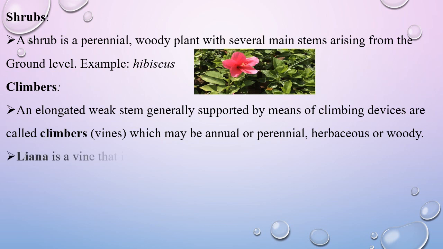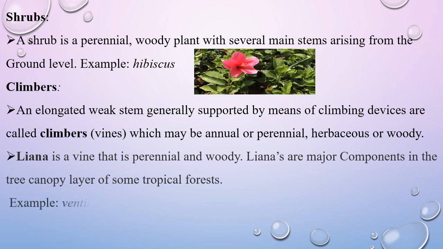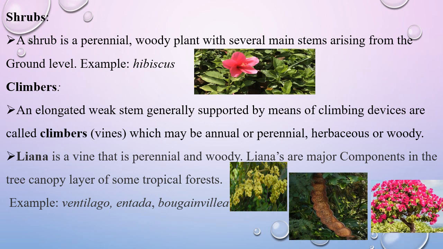Liana is a vine which is perennial and woody. Lianas are major components of the tree canopy layer of some tropical forests. Examples: Ventilago, Entada and Bougainvillea. These are said to be some of the examples for the liana climbers.